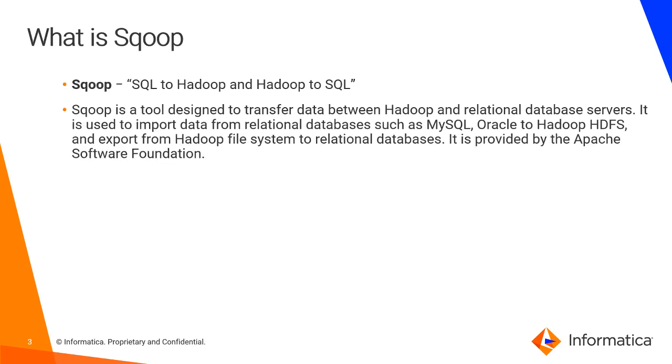So now let's try to understand what is Sqoop. Sqoop is actually SQL to Hadoop or Hadoop to SQL tool, which is mainly used for import and export. The Sqoop tool is designed to transfer data between Hadoop and relational database servers. It is used to import data from relational databases such as MySQL and Oracle to Hadoop HDFS, and to export data from the file system to the relational databases. It is provided by the Apache Software Foundation.